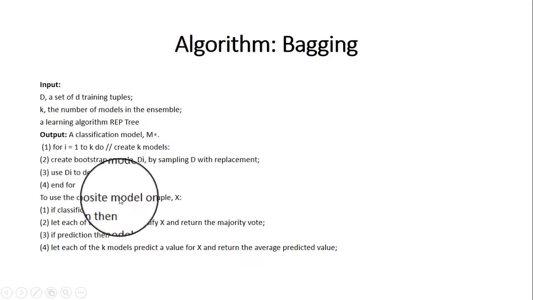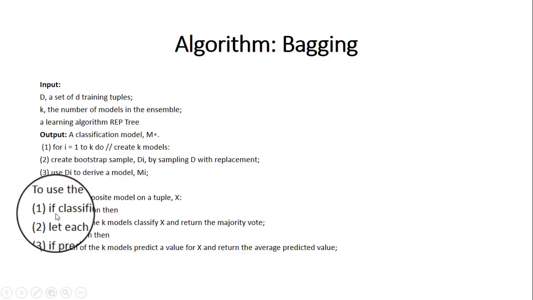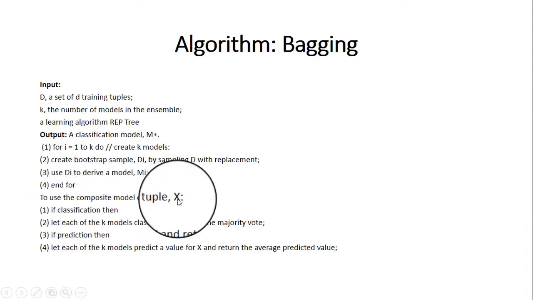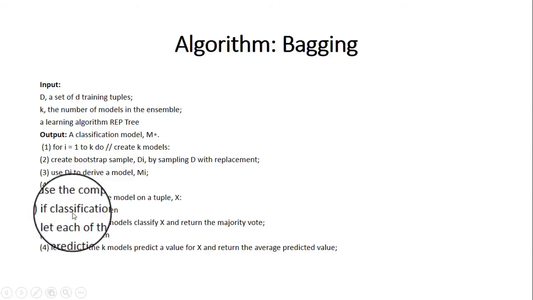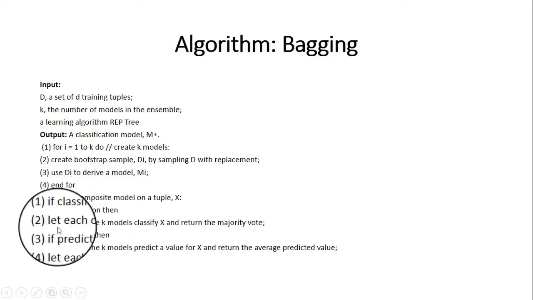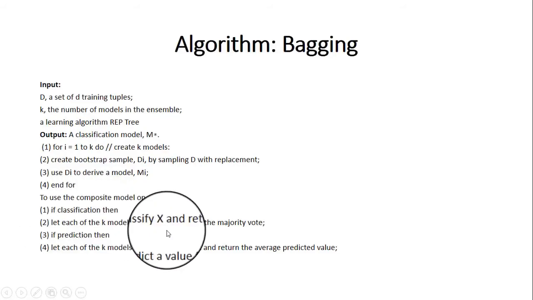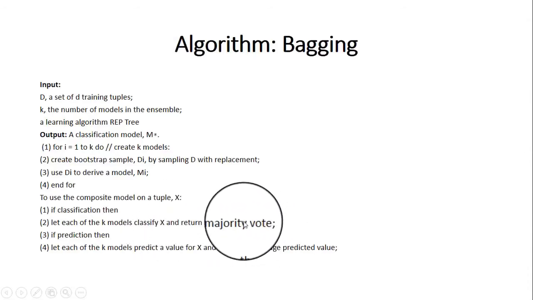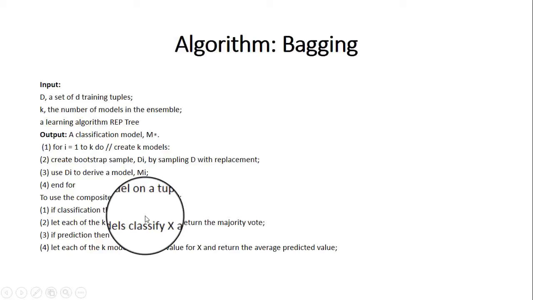After that, for each model which it has developed, we use a composite model on the particular tuple X for classification. We let each of the K models classify X instances and return the majority vote. That means each and every model's prediction value is averaged in order to form the majority vote, in order to predict one particular class for that particular instance.